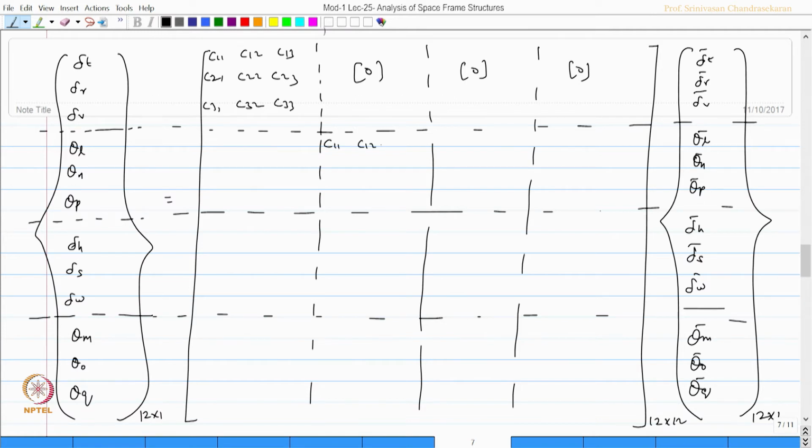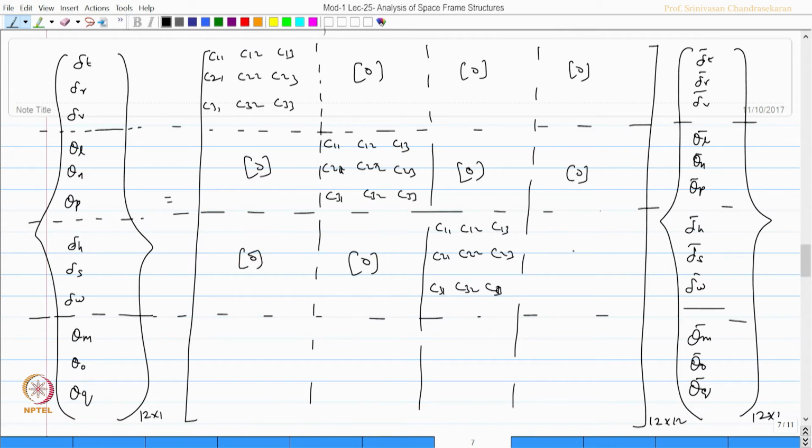Similarly, 1 1, 1 2, 1 3, 2 1, 2 2, 2 3, 3 1, 3 2, 3 3. This is the second set which we just now derived. I am just combining all of them. The third one 1 2, 1 3, 2 1, 2 2, 2 3, 3 1, 3 2, 3 3, remaining all are again 0. The fourth one is the last one, 1 1, 1 2, 1 3, 2 1, 2 2, 2 3, 3 1, 3 2, 3 3. You can combine them.